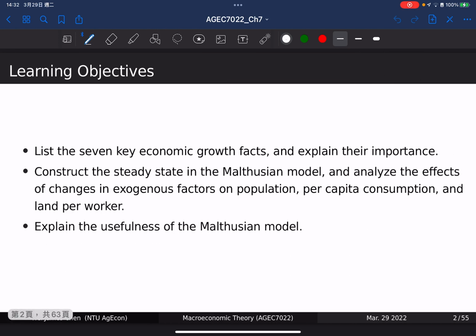Okay, so in this chapter, we will first look at 7 key economic growth facts and explain to you why these facts are important. And then we will construct the steady state in this Malthus model and tell you how we run different kinds of experiments like we did on the previous economic models. So when some exogenous variable changes, what happens to the endogenous variable. And we will explain why this Malthus model is still a useful model even though it's outdated.